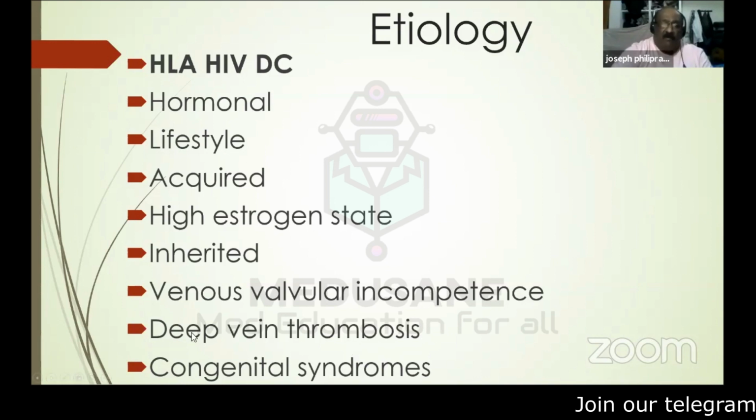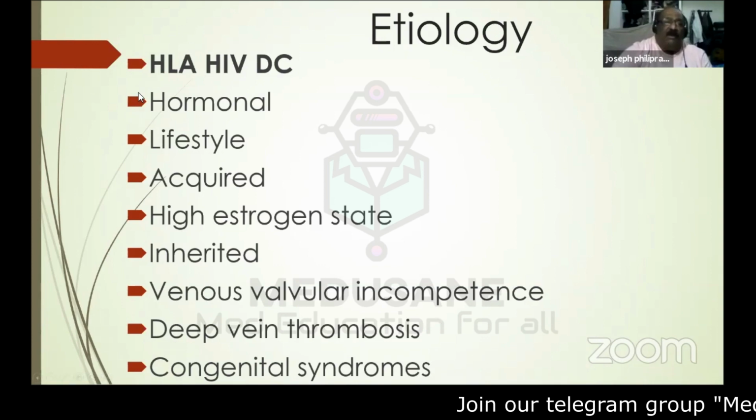So when there is deep venous thrombosis, the superficial system dilates and becomes tortuous, and the veins become prominent and can become symptomatic. Now, there are some congenital syndromes like Klippel-Trenaunay syndrome. In these situations, there can be congenital varicose veins along with limb hypertrophy. So all these are congenital.